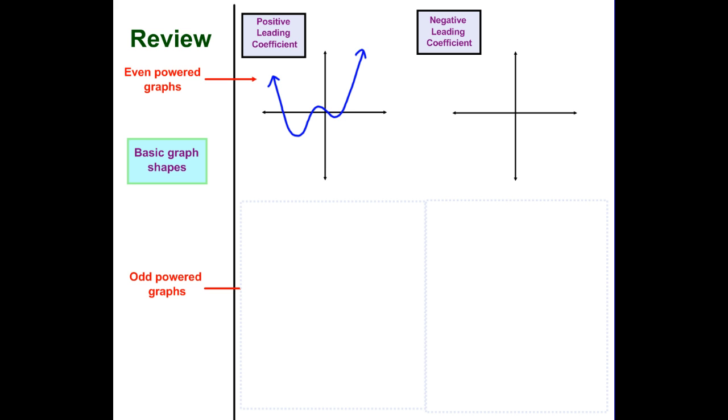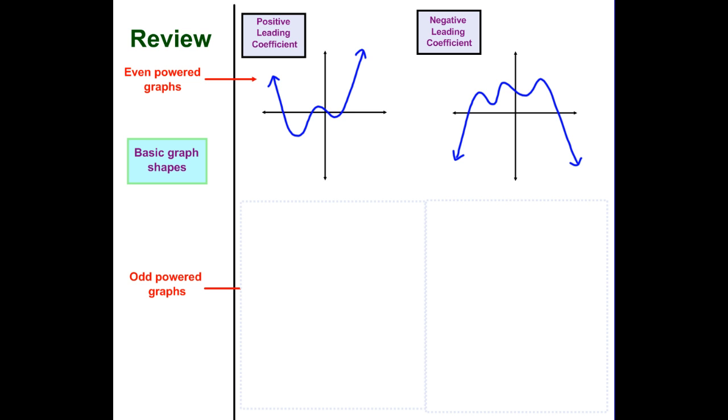When it's a negative leading coefficient, it's going to be the opposite. So if I do a sixth power here, it's going to end up down. So both of them are going to be down. So even powers, when it's positive, they're both going to end up going up. When it's negative, they're both going to end up going down.